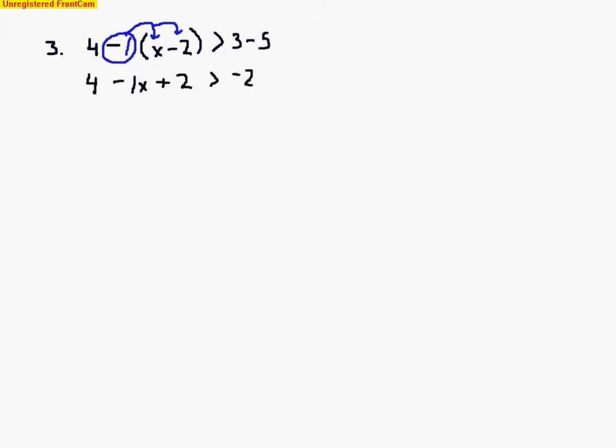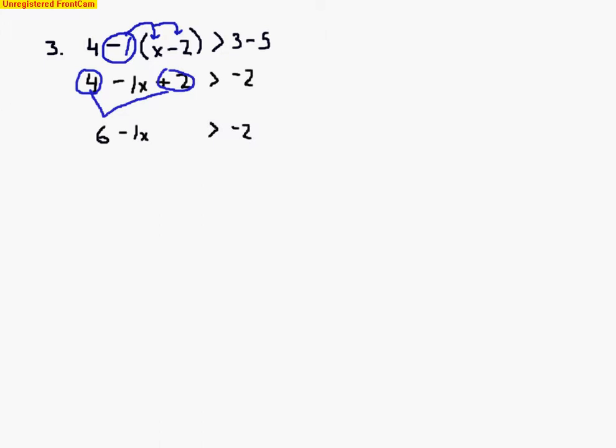So from this point, we can collect some like terms on the left-hand side. We've got a positive 4 here. We've got a positive 2. So since they're the same sign, we're going to add those two numbers together. So we go ahead and do that. We get a 6. Bring down the minus sign. We've got a 1x, or just x. And then we're going to bring down the inequality sign and the negative 2.